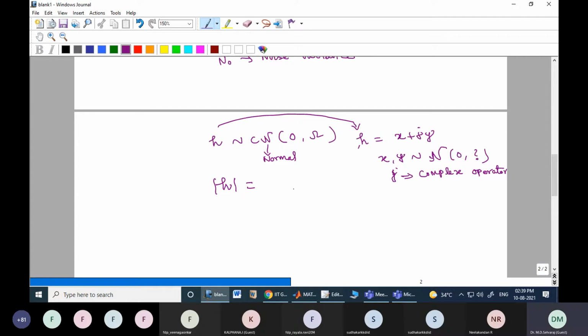So the mod of H is going to be the square root of x square plus y square. This is the mod of H. If you look at its distribution, this mod of H is the Rayleigh distribution, and it represents the amplitude information of the channel.